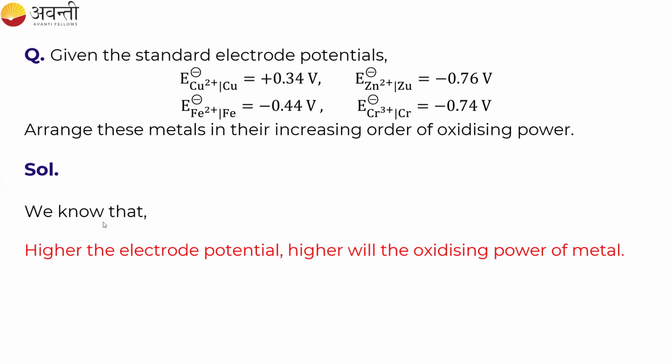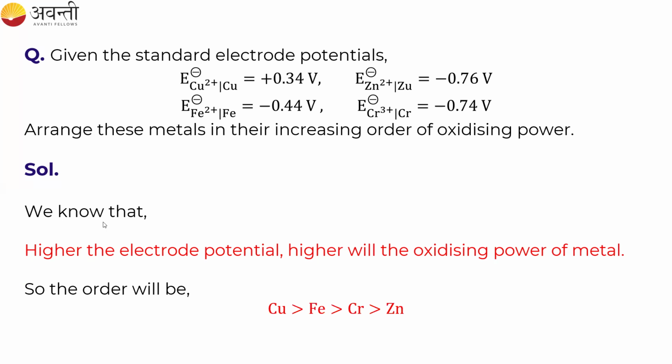Very good, Nikita. It is copper. After copper, the second most is, yes Samira, good, iron. Then chromium, and at last zinc comes because it has the more negative value. So the order will be copper, iron, chromium, and zinc. Very easy, no? Just by looking at the values, you can find the answer.